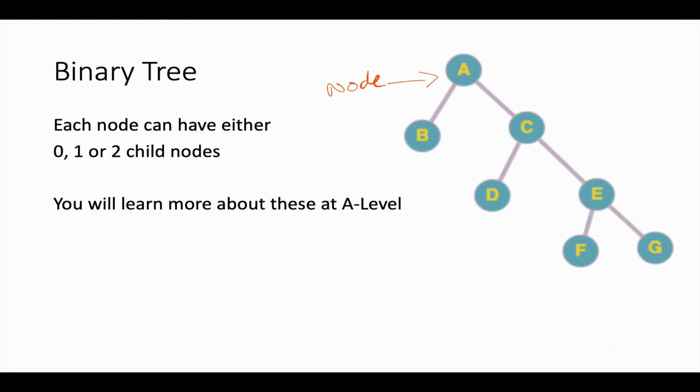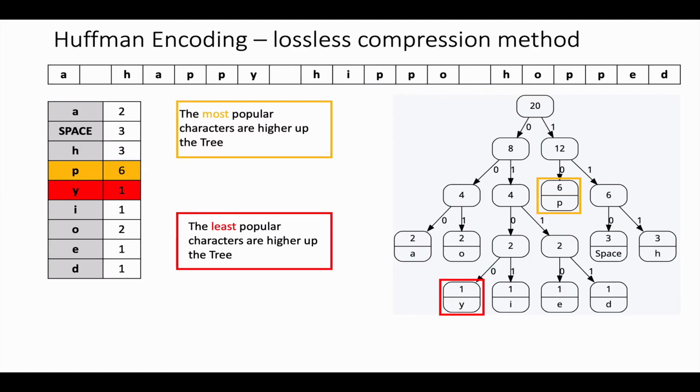So we're going to be using what's called a binary tree. Now you don't need to know an awful lot about these, you'll learn a lot more about these at A level, but a quick breakdown of a binary tree is you've got what's called a node, which will be any one of these blue circles with a character in, and this node can either have 0, 1 or 2 nodes attached to it, and they're called child nodes. So you can see this A here has got 2 child nodes, B and C. C has got 2 child nodes, D and E, and E has got 2 child nodes, F and G. And we can see that there's only 2 options, and that's why it's called a binary tree, because binary has 2 options.